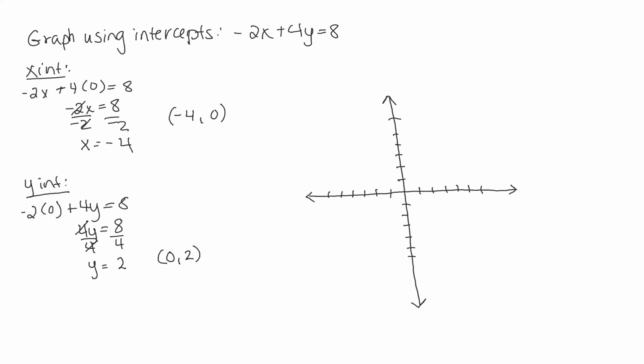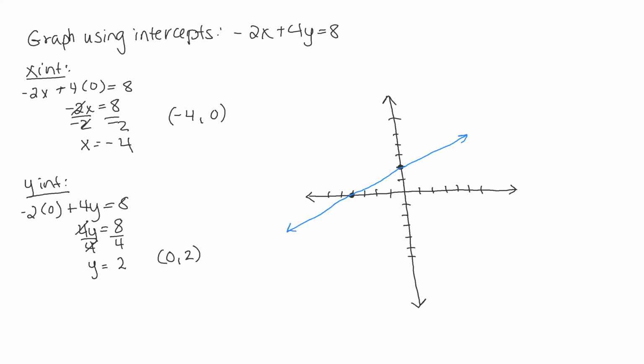Okay, so for the x-intercept at the origin, I go to the left 1, 2, 3, 4. I do not go up or down. For the y-intercept, I go back to the origin and I go up 2. I do not go left or right. And then we connect. And that's it.